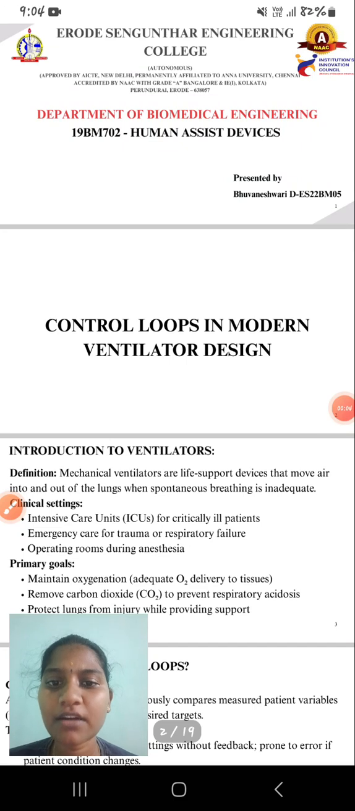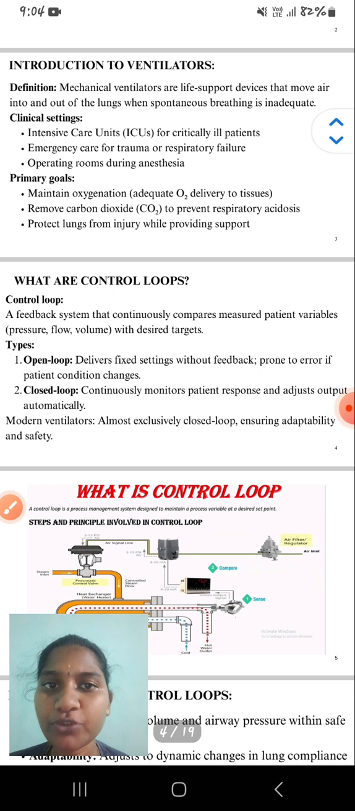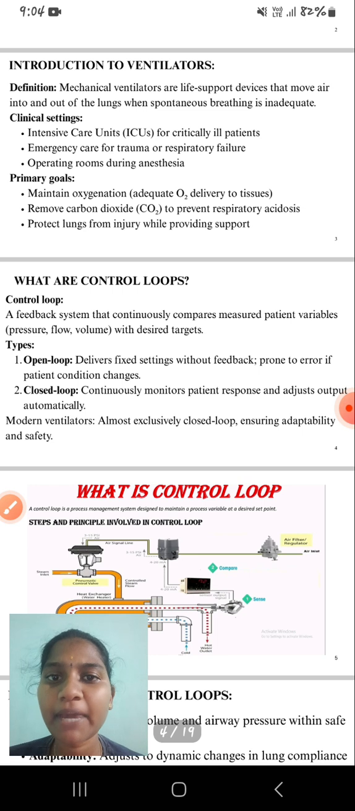Today's topic is control loops in modern ventilator design. Introduction to ventilator. Definition: mechanical ventilators are life support devices that move air into and out of the lungs when spontaneous breathing is inadequate.